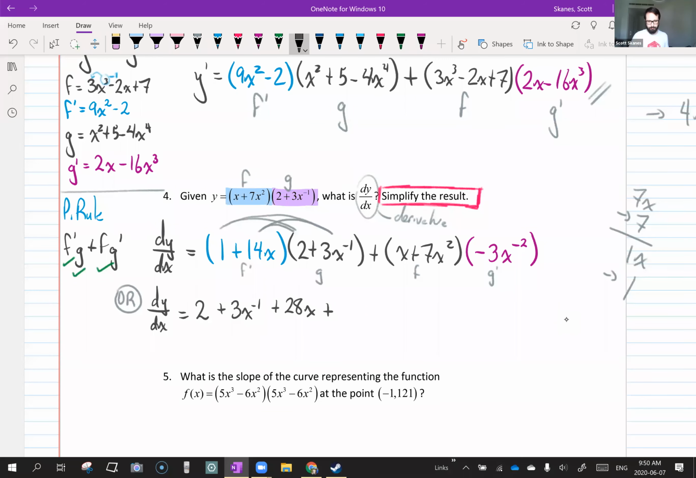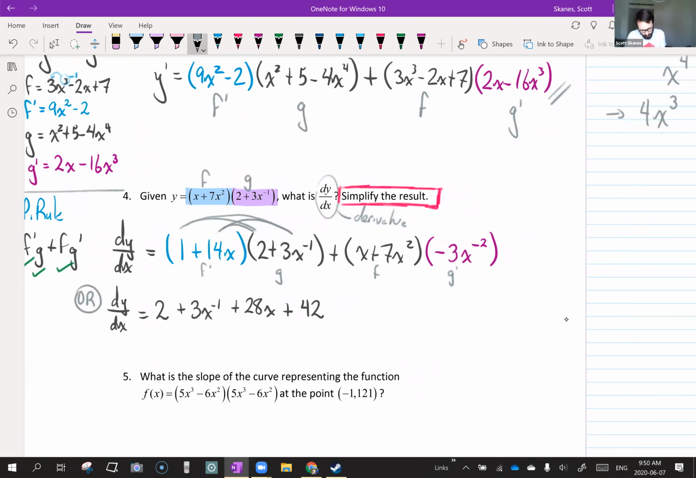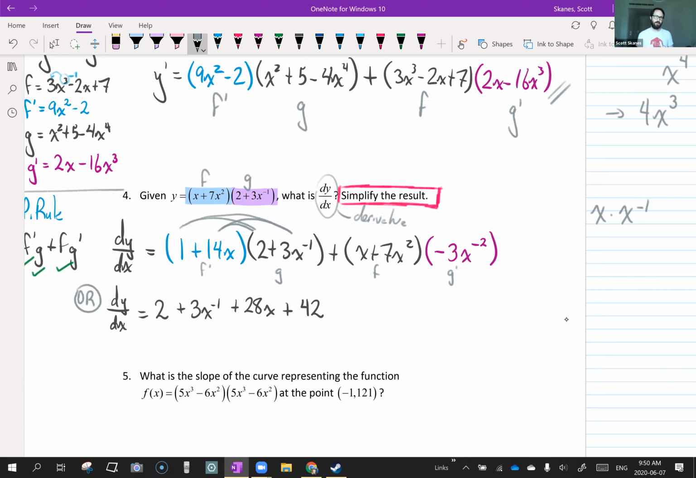That one's a little tricky. It's just 42. But some students aren't sure why that works out the way it does. So let me give you an example. If you have x times x to the negative 1, all right? If you have that case, it's actually x to the power of 1 times x to the power of negative 1. So what we get is x to the power of 1 minus 1, which is actually x to the power of 0. And anything to the power of 0 is 1. So we just delete it.